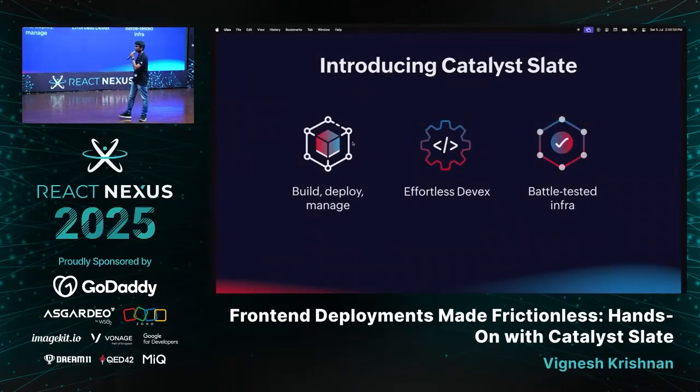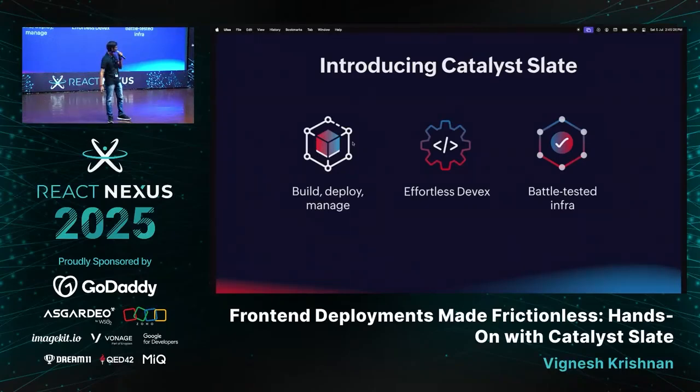So for those who are new, we are going to take a look at a new service from Catalyst by Zoho called Catalyst Slate. It is basically a front-end platform that lets you build, deploy, and manage your front-end applications. The developer experience is as effortless as it can be. All you need to do is connect your GitLab, GitHub, or Bitbucket, or whatever version control software you use. And every time you make a commit, the changes get built and deployed, and you get a deployment URL right away.